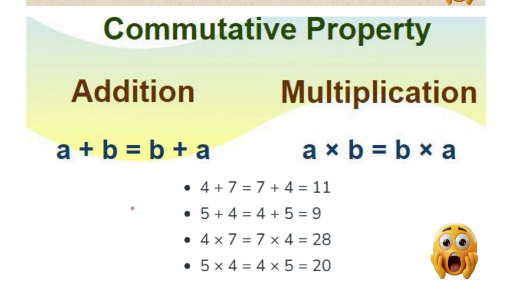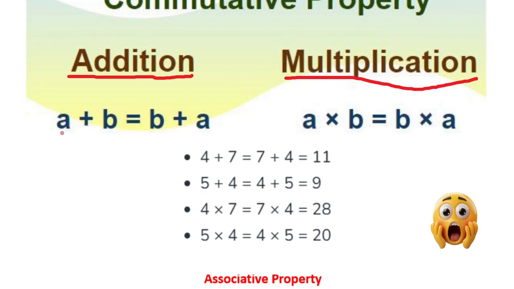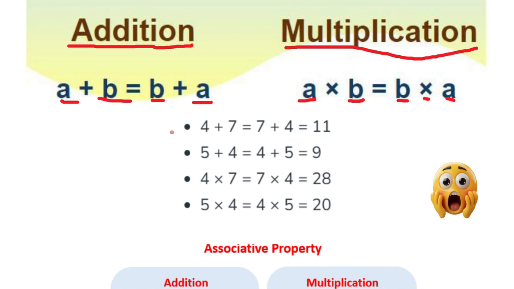commutative properties. Now, in commutative properties, we have two. We have the addition property and the multiplication property. In addition, it tells us that A plus B is the same as B plus A. No matter which numbers come first, your answer will still be the same. In multiplication, it's A multiplied by B is the same as B multiplied by A.